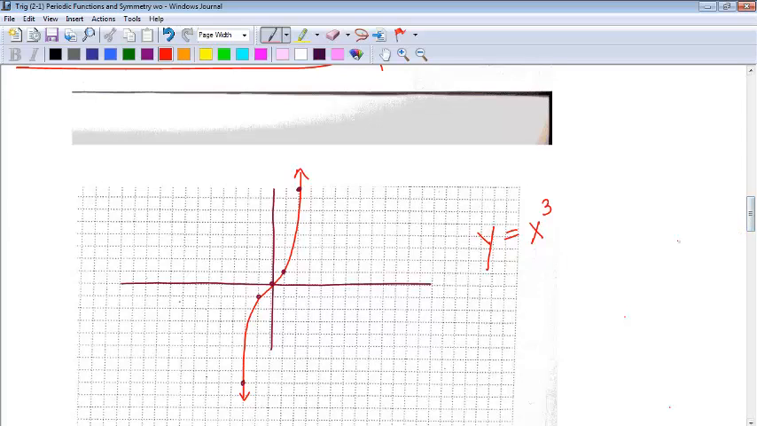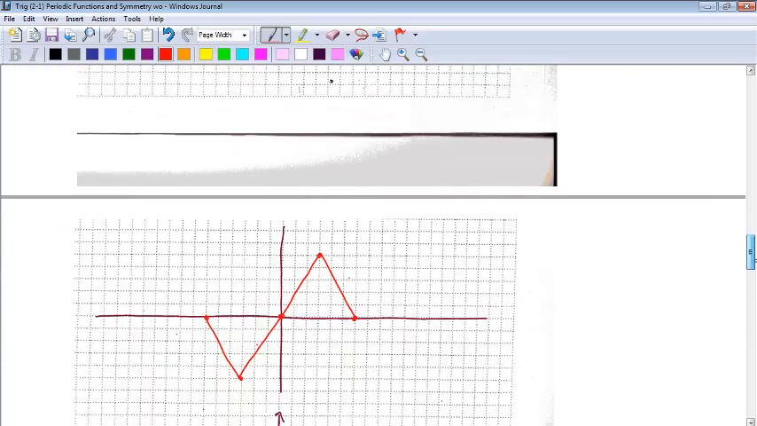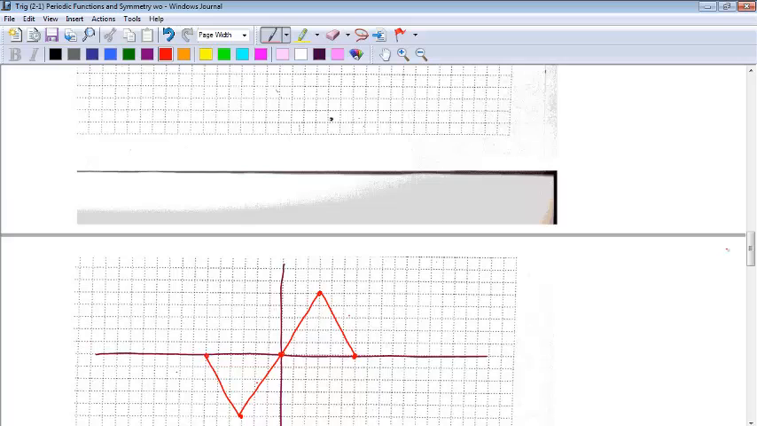And you can graph these on your graphing calculator. If you put y equals x to the third, it will graph it. Okay? On this one, the author talks about the graph being periodic.